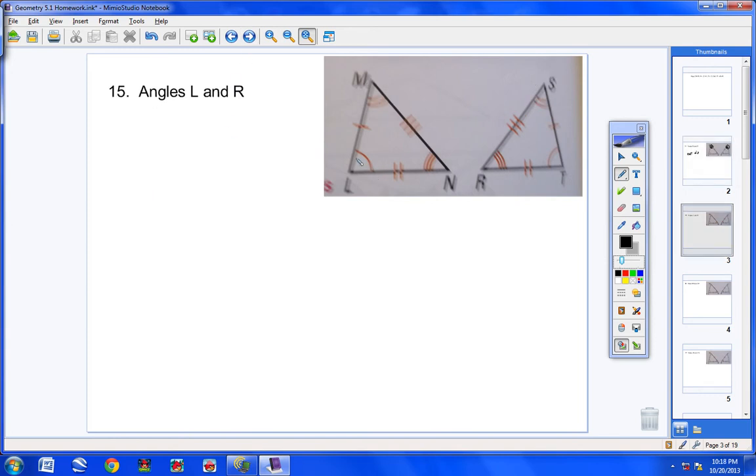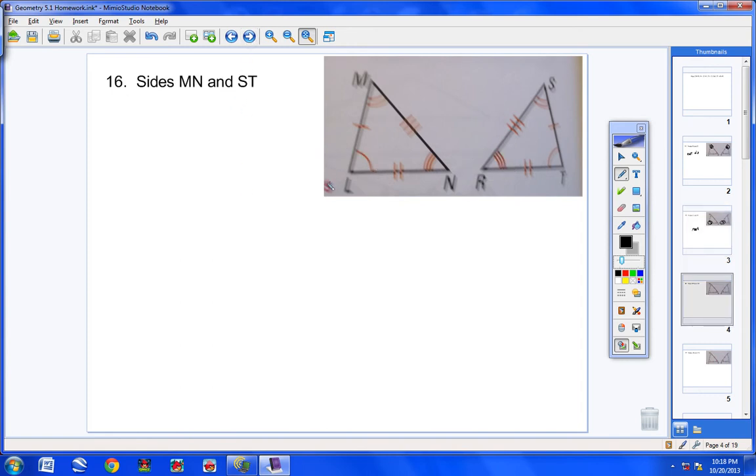Moving on to number 15, angles L and R. Now those are obviously not corresponding angles. This angle here has 1 mark, and this angle here has 3 marks. So these angles are not corresponding angles.